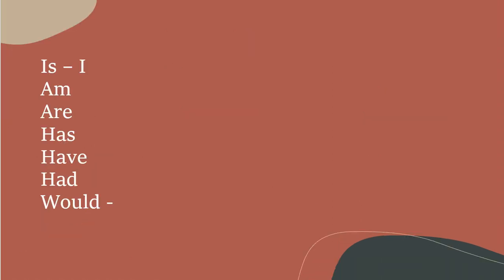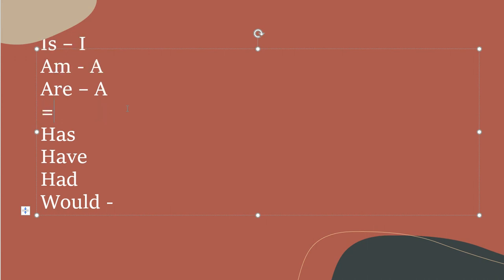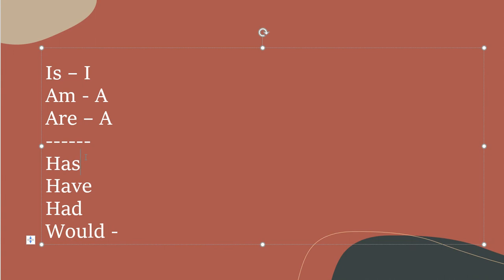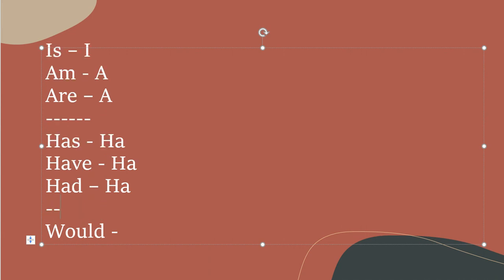Okay, so let us come here. In case of is, we remove I. In case of am, we remove A. In case of are, we remove A. So, this was a different concept. In case of is, am, are, we remove the first letter. Then coming to has, have, and had, we remove HA. We remove HA for have. We remove HA for had. And in case of would, we remove everything, only keep D. Fine.